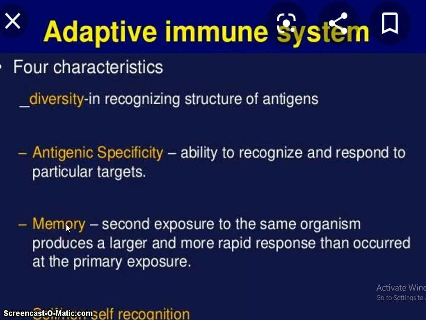Next is the memory. Adaptive immunity, or acquired immunity, retains the memory. When the same pathogen attacks our body again, the second response is quicker and stronger as compared to the first, so they retain the memory. And the last and most important point is that the adaptive immune system can recognize between self and non-self substances. It means adaptive immunity becomes active only in the case of non-self materials, only for foreign materials. So this property is very important.